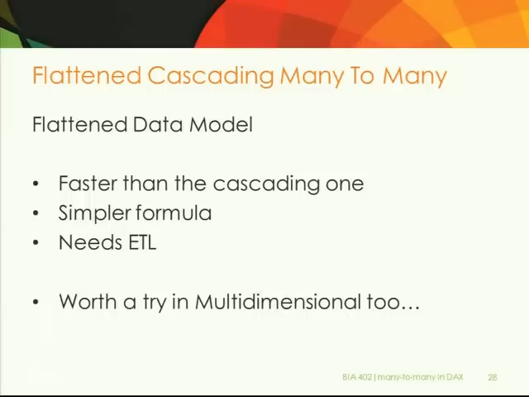And I suggest you make a try in multidimensional too. If you have cascading many-to-many in multidimensional, either you read Marco's paper and you find the correct way of setting up the relationship in order to make everything work, or you do some ETL and you create a simpler data model that works with one single table. Okay?